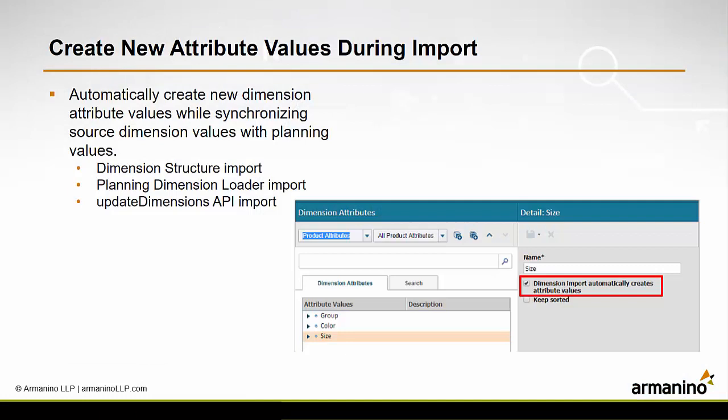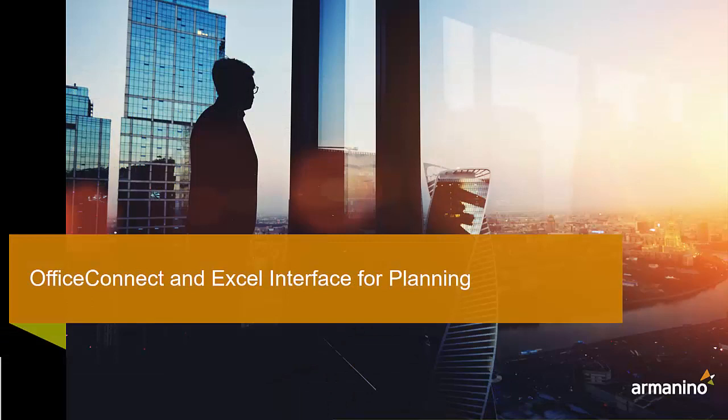Integration now allows you to automatically create new dimension attribute values while synchronizing with source dimension values. To enable this feature, navigate to the Dimension Attribute Admin screen and select the radio button next to Dimension Import Automatically Creates Attribute Values. Finally, there are a couple new features in OfficeConnect and Excel Interface for planning.